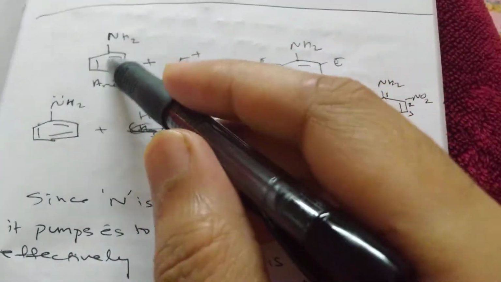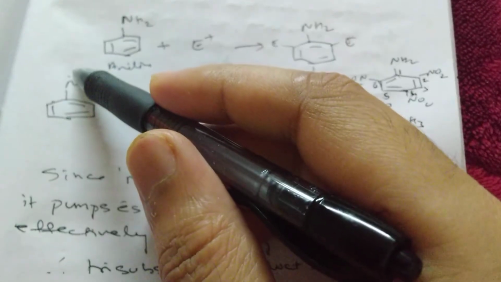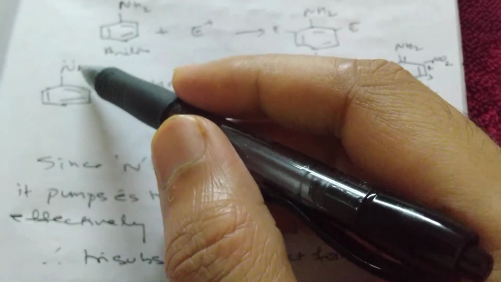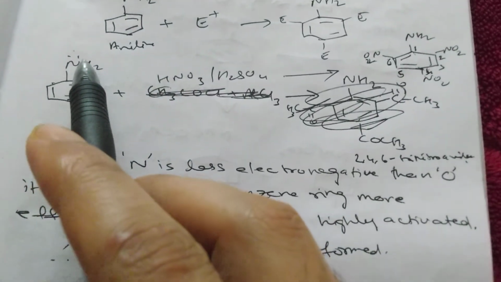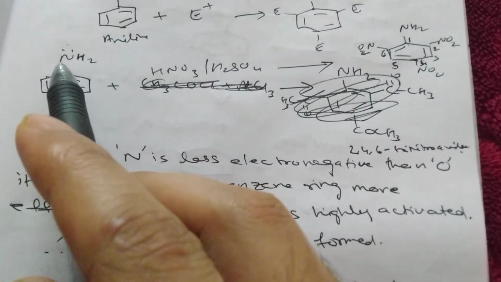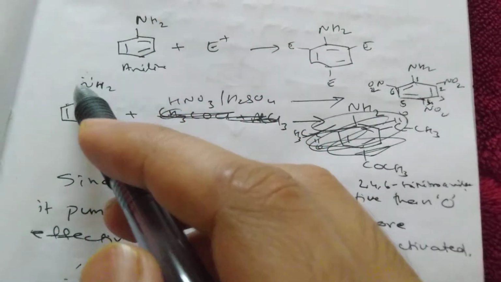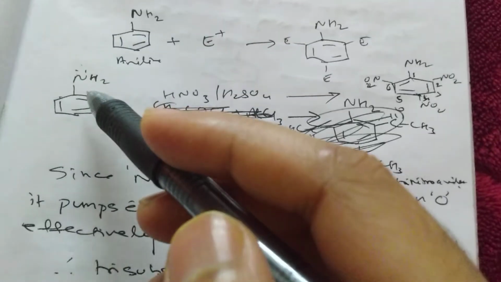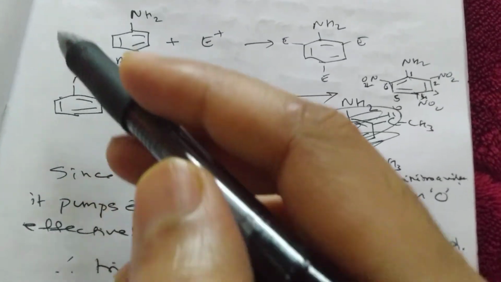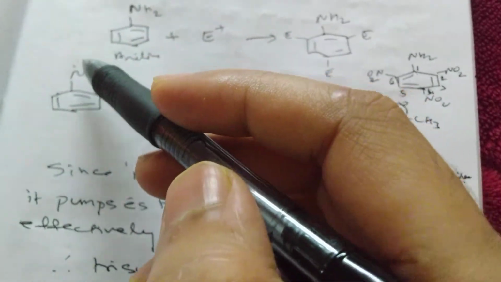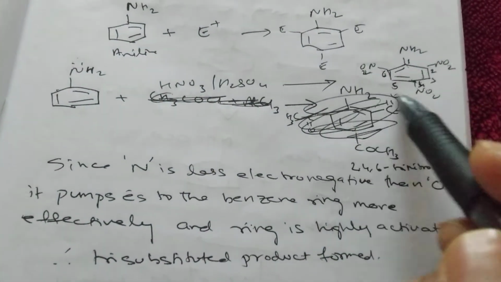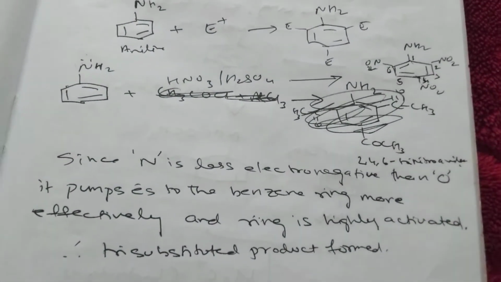Why it happens? Because nitrogen is less electronegative than oxygen. So it pumps electrons much more strongly than OCH3. You saw OCH3, oxygen is electronegative, so it holds its electrons. It does not give so easily. But nitrogen is less electronegative. Its lobe is very big, okay? Much bigger than oxygen. So it overlaps very effectively with this carbon p orbital, and because they overlap very effectively, it pumps electrons more effectively. And then at ortho and para position, you are having a lot of electron density, and therefore you get tri-substituted product.